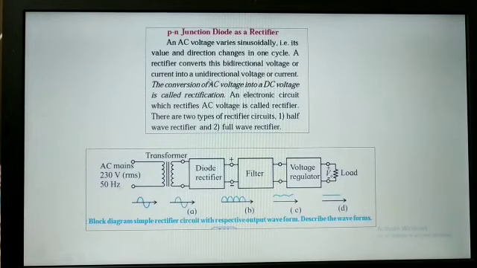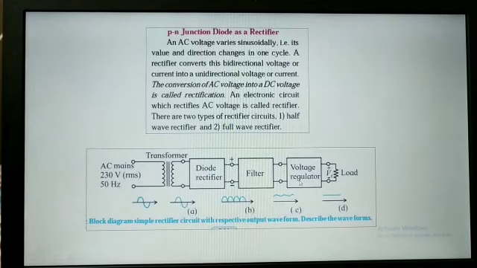A rectifier converts this bidirectional voltage or current into a unidirectional voltage or current. Just keep in mind this bidirectional and unidirectional thing. If you have seen alternating current, see this, it has positive as well as negative cycle. This is nothing but a total block diagram of a rectifier. It's a simple block diagram to describe the things.